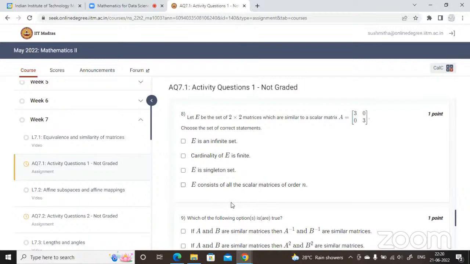No. In fact, you have already given the answer: E is a singleton set. Every matrix is similar to itself, right? So you already know which matrix is similar to it. You already know the elements of E. E is a singleton set, and you know that E has the matrix itself as one of its elements. So that is the only element, right?